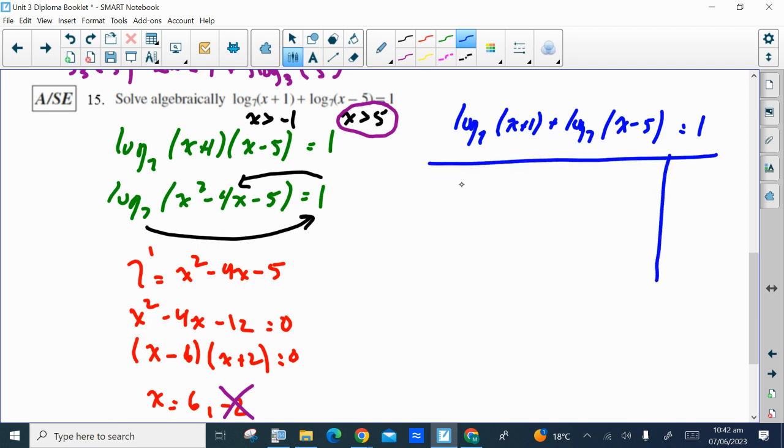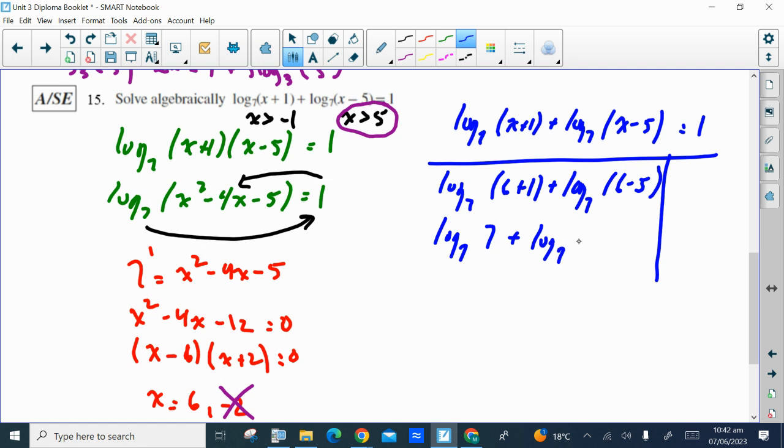When x equals 6, you'll have log base 7 of 6 plus 1 plus log base 7 of 6 minus 5. 6 plus 1 is 7. 6 minus 5 is 1. Log base 7 of 7 is 1. That's asking 7 to what power is 7? Or if you use a change of base identity, log 7 over log 7 gives you 1. The second term will be 0.